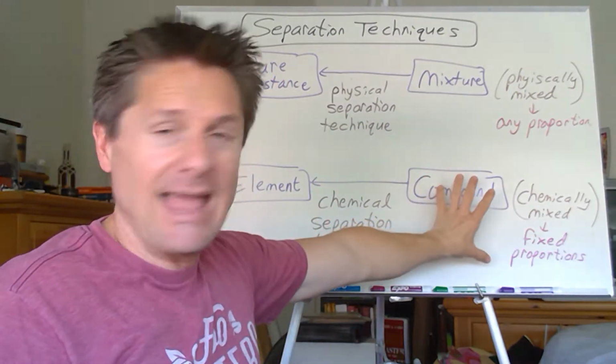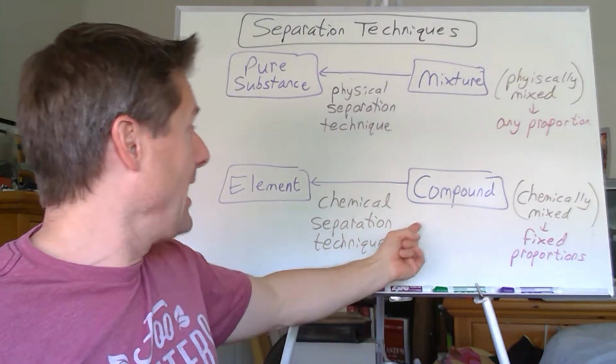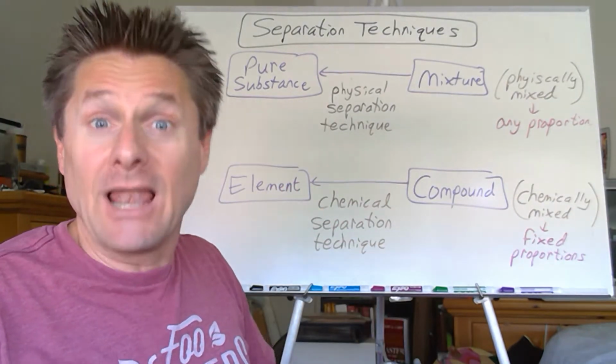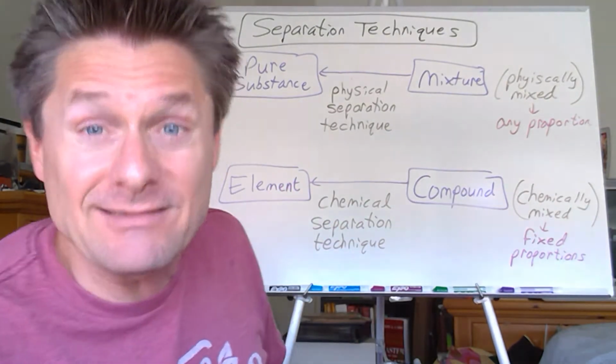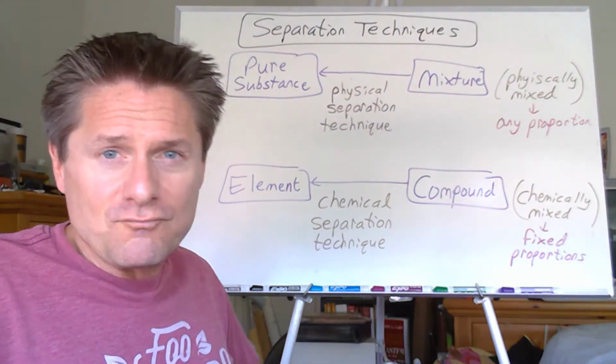oxide. Then we've got to take that compound and separate the oxygen from the aluminum, which is chemically combined, and create the element. In today's world, that's a lot of electricity we're going to need to do that, a lot of power, a lot of energy.